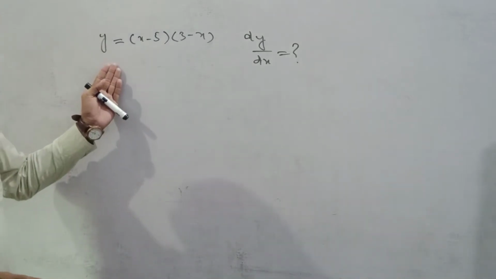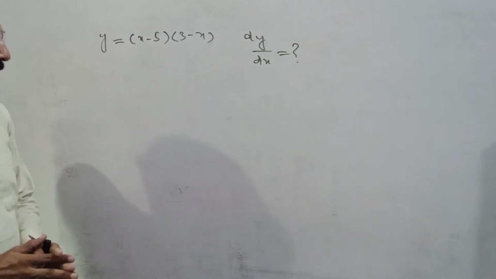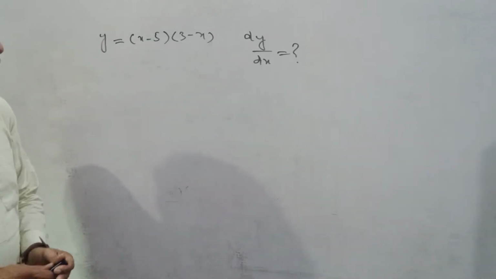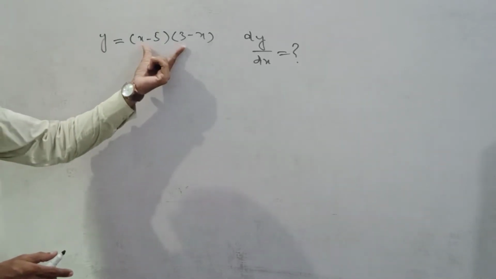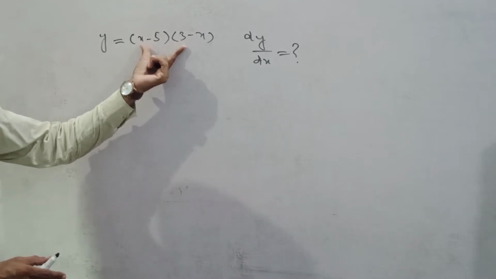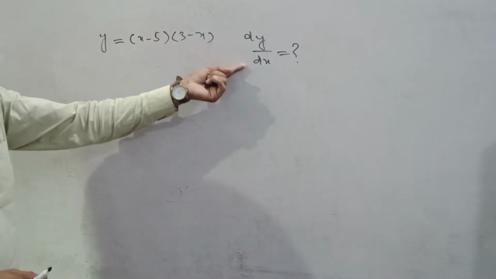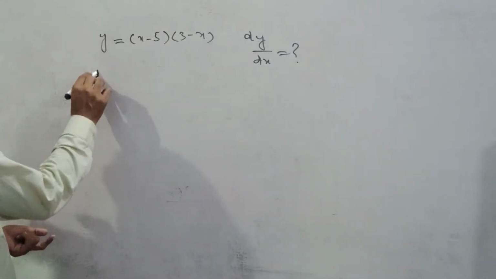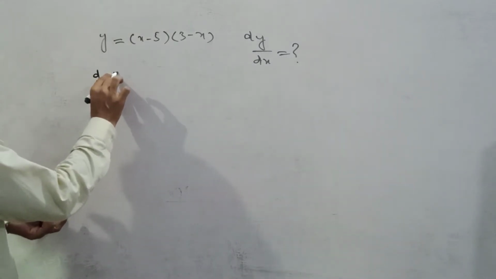And we have to start the lecture for the derivative. Now, y is equal to this, and we have to find this. Okay? You know that this is the product of the two values, and we have to find dy over dx. We use the product rule for this function. So, first step, we apply the derivative.